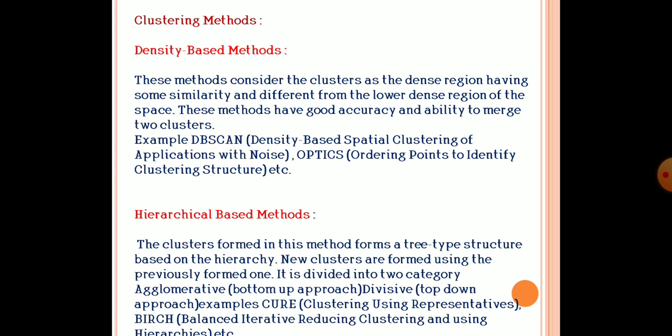Hierarchical based methods. The clusters formed in this method form a tree type structure based on their hierarchy. New clusters are formed using the previously formed ones. It is divided into two categories: agglomerative and divisive. Examples: CURE, BIRCH.